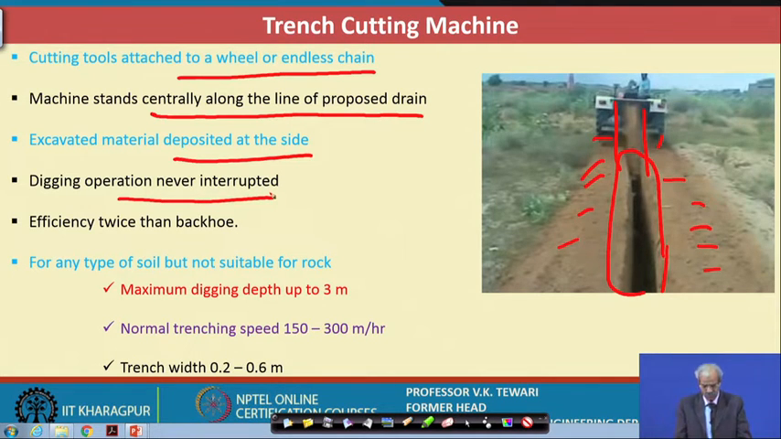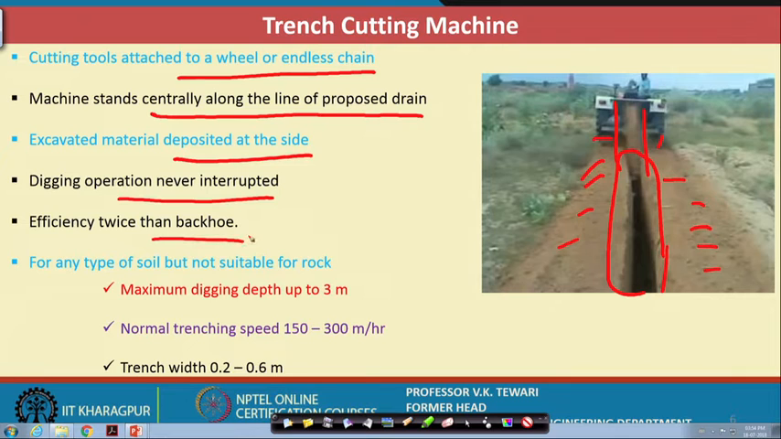Generally, when we are talking of interrupted or not interrupted, it depends on the power source, the capacity of the power source, and the depth at which you are working. The efficiency of this system is slightly better than the backhoe. Maximum digging depth is up to 3 meters, which is a very huge amount.